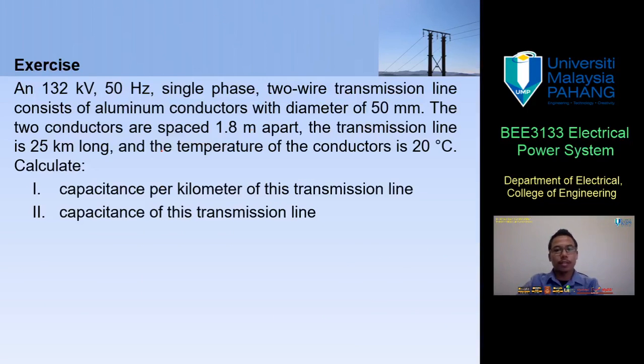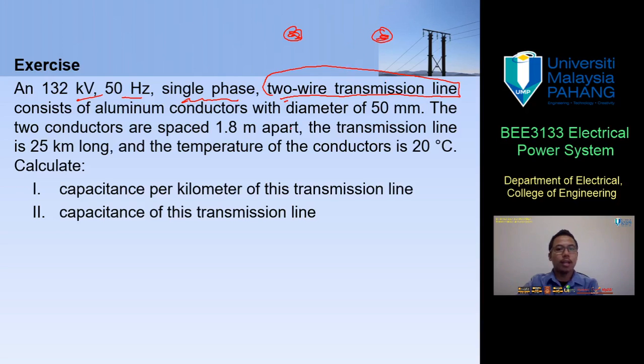Okay, let's do some exercises. For me, there's no understanding without the exercise. That's my principle. Let's read the question. A 132 kV, 50 Hz single phase 2-wire transmission line. The keywords here are single phase and 2-wire transmission line, so we are going to have two conductors.